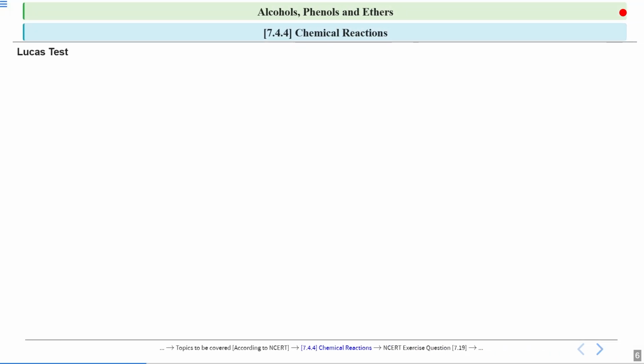Now let us see the Lucas test. The Lucas test is used to differentiate between primary, secondary and tertiary alcohols. So if you have to differentiate which one is primary, which one is secondary, which one is tertiary, we use the Lucas test. It distinguishes between primary, secondary and tertiary alcohols based on the reaction rate.